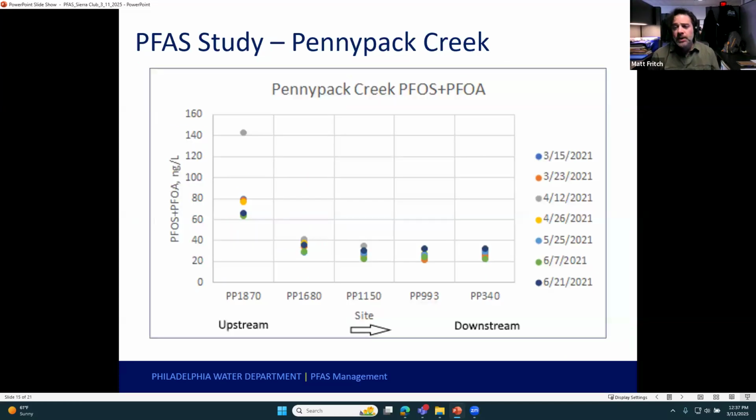And we saw exactly what we expected, a nearly monotonic decrease as we moved downstream. From the upstream site, pretty high levels of PFAS, and then as we move downstream, we see dilution and we see decrease as we move further away from the source. And the Pennypack Creek is a very minor influence on our Baxter water treatment plant on the Delaware. The Delaware River flow dwarfs the Pennypack influence.